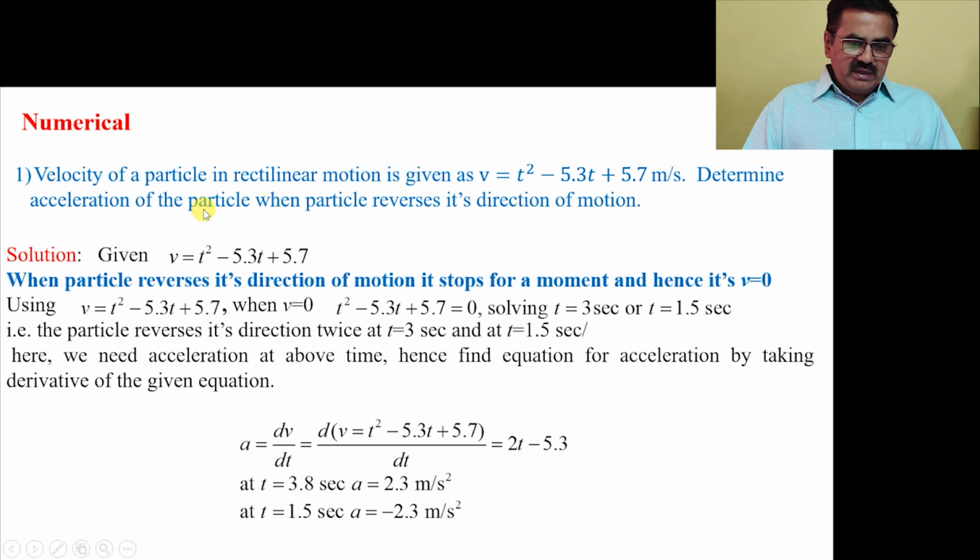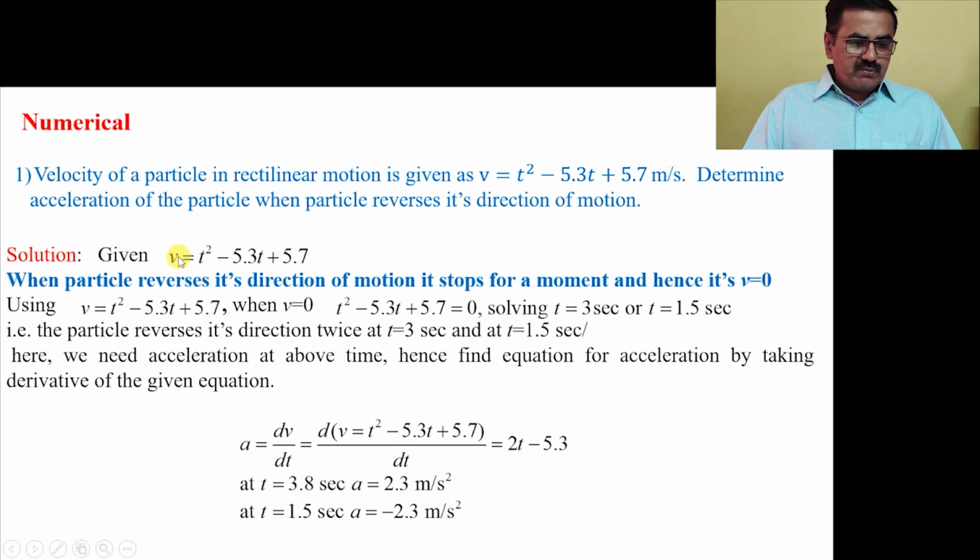So when such a condition is given, it means that you have to use that condition to solve the problem. There is no other option. So let us discuss the solution. Given v is equal to t square minus 5.3 t plus 5.7. Since we need acceleration when the particle reverses its direction of motion, and we know when the particle reverses its direction of motion, it stops for a moment and hence its velocity is equal to 0.